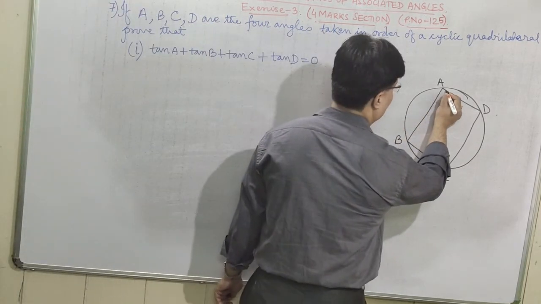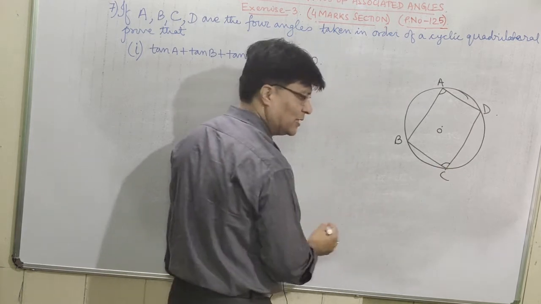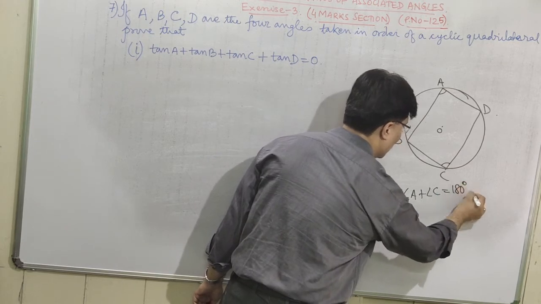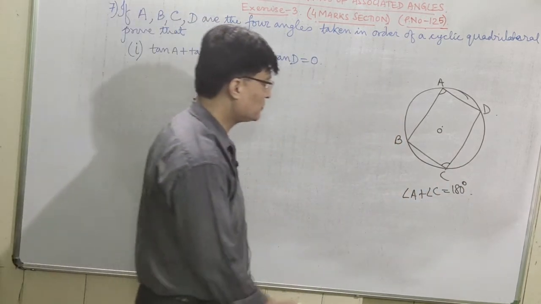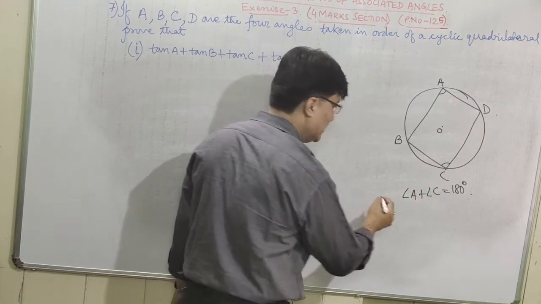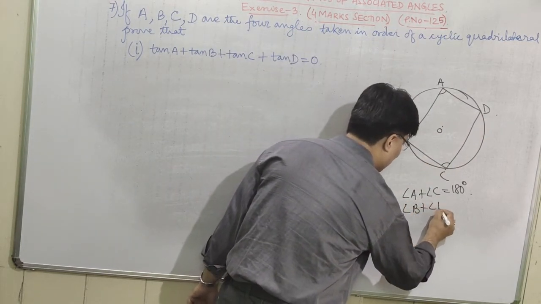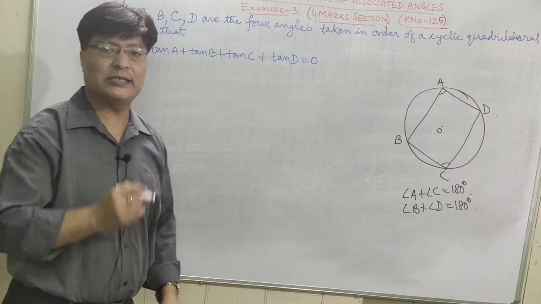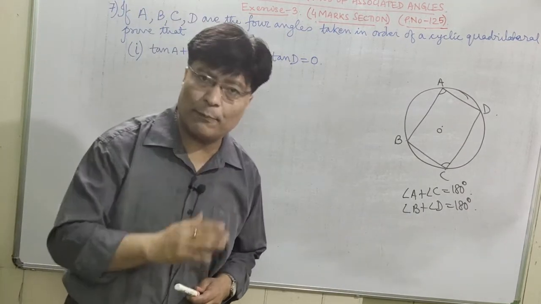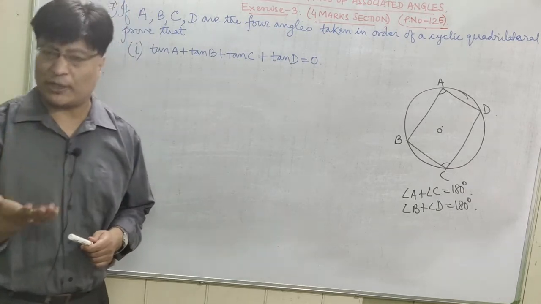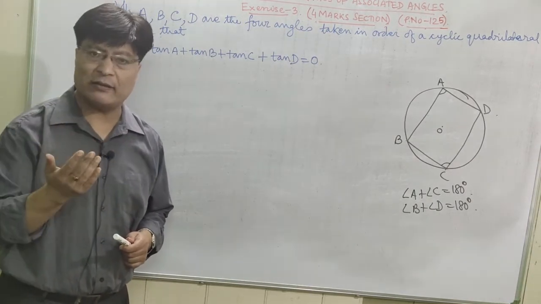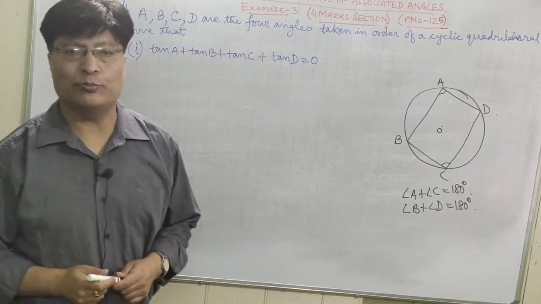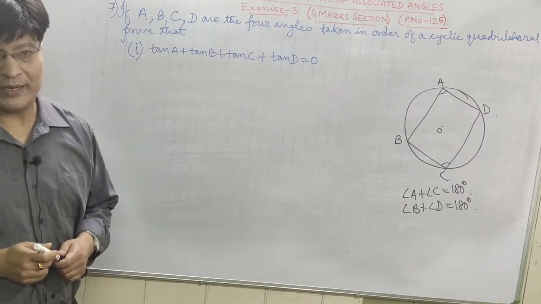What is the opposite angle of A? That is angle C. That is, angle A plus angle C is equal to what? It is 180 degree. You know that, isn't it? Again, what is the opposite angle of B? That is angle D. That is angle B plus angle D is also 180 degree. This theorem is done in class 10: prove that the opposite angles of a cyclic quadrilateral are supplementary. What is the meaning of supplementary angles? If the sum of the two angles is 180 degree, then the two angles are said to be supplementary to each other. I think you have understood it.